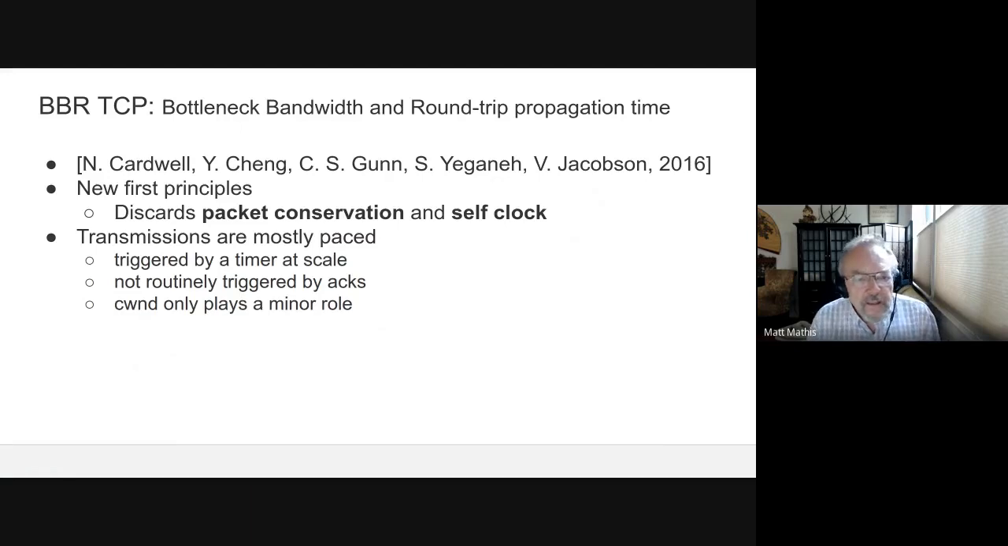The fix is BBR TCP, bottleneck bandwidth and round-trip propagation time TCP, which was developed by the TCP folks at Google, including specifically Van Jacobson, which discards packet conservation and self-clock from Van '88. It replaces the self-clock with pacing, transmitting data on a timer.